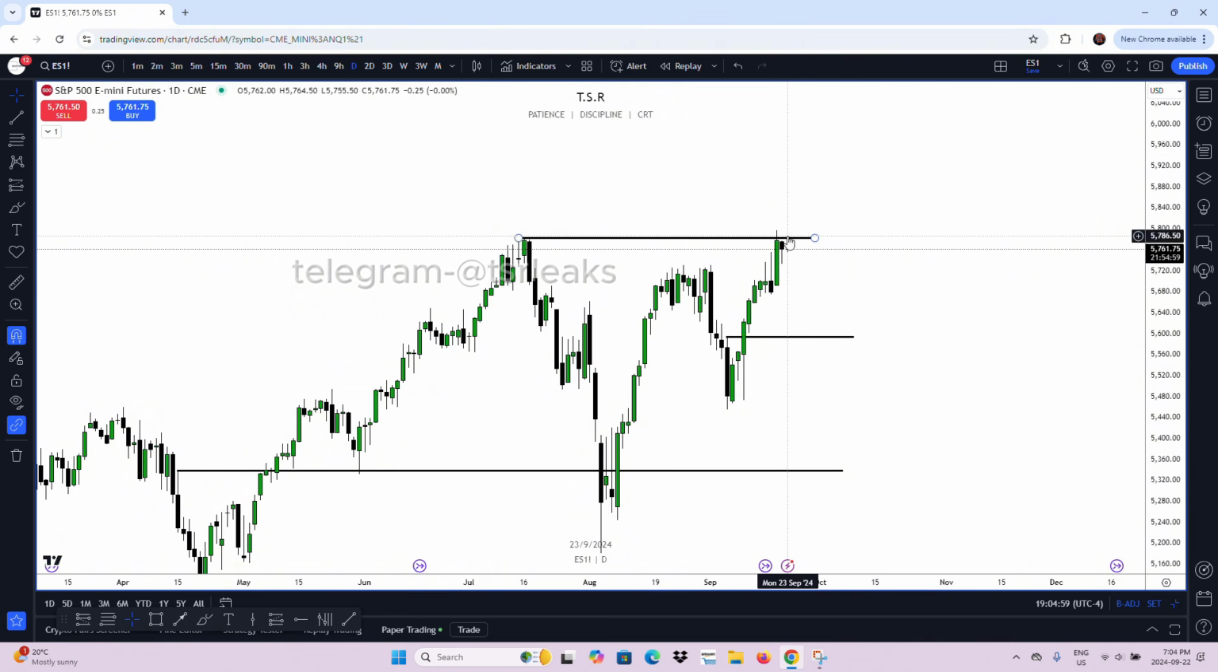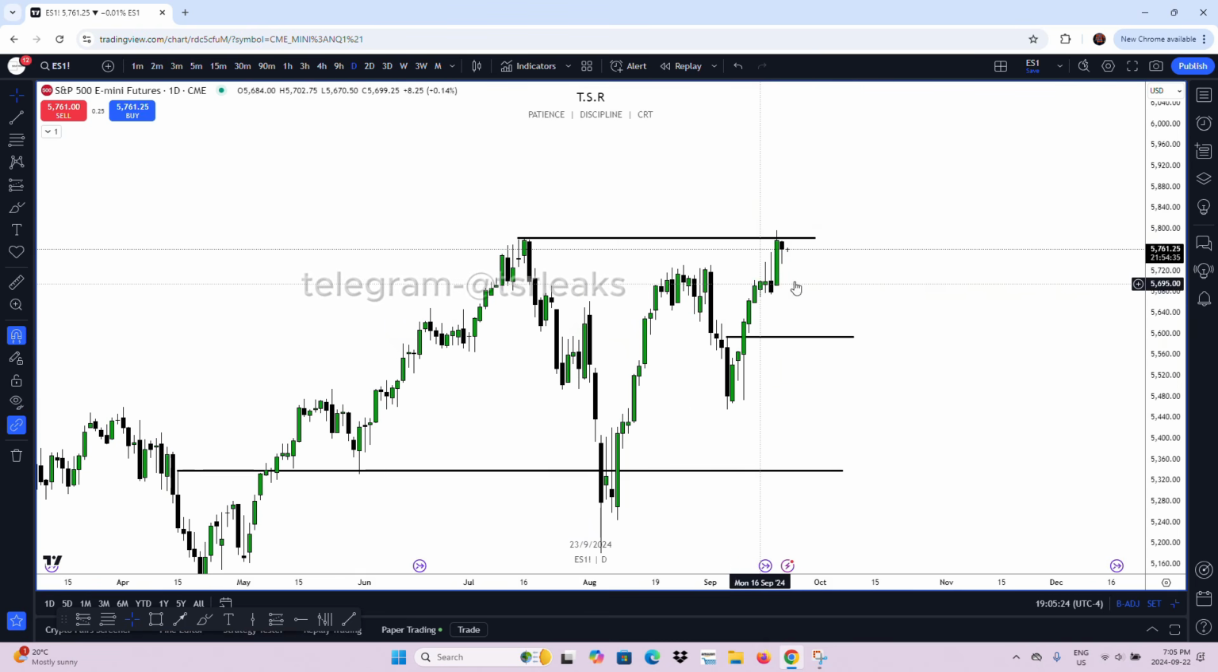What do I expect to happen? I expect price to dig into these lows, expand lower into this fair value gap, which aligns perfectly with this order block, and then expand back above price action. This means overall I expect to see a retracement on ES this coming week.